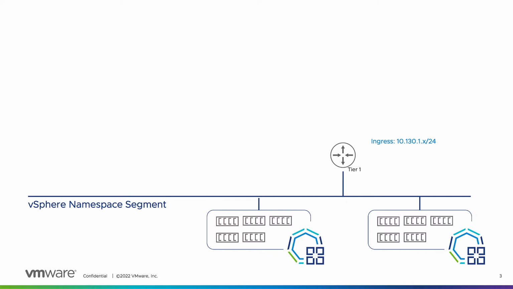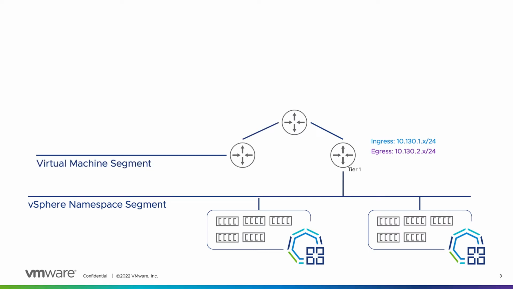The router is also performing destination NAT, or network address translation, for any egress traffic leaving this vSphere namespace segment. All traffic will share an egress IP address pulled from the egress CIDR entered during activation. The Tier 1 router connects to an upstream Tier 0 router, and from there we can connect to our VMware Cloud virtual machine segments, as well as to the internet, which is where our container registry, Docker Hub, lives.